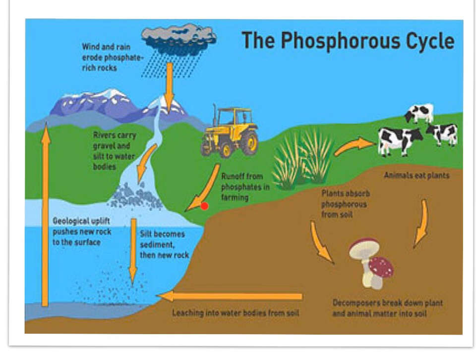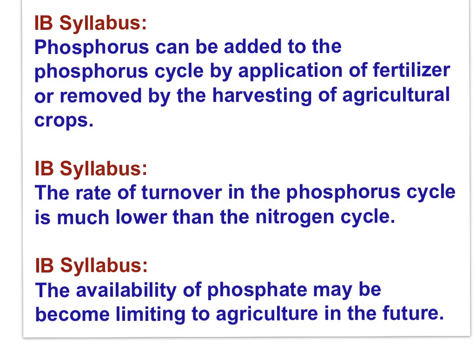The runoff of phosphates into waterways presents a pollution problem. More on that later. Here are three IB syllabus statements with which you should feel comfortable. Phosphorus can be added to the phosphorus cycle by the application of fertilizer or removed by the harvesting of agricultural crops. The rate of turnover in the phosphorus cycle is much lower than in the nitrogen cycle, and the availability of phosphate may become limiting to agriculture in the future.